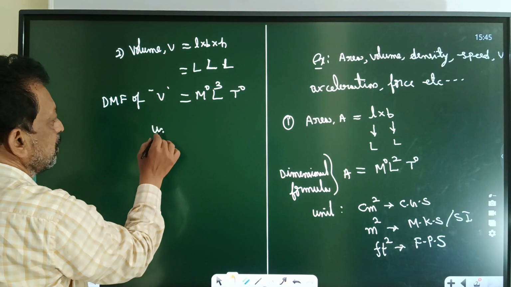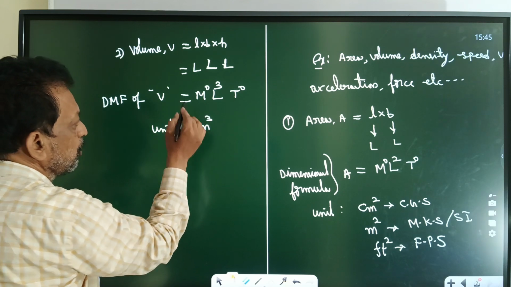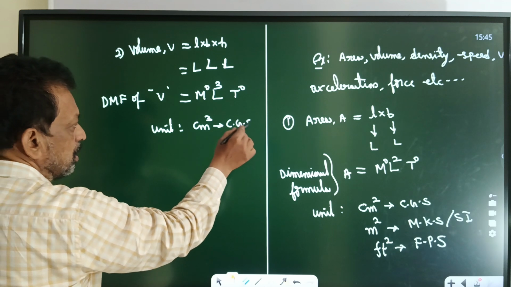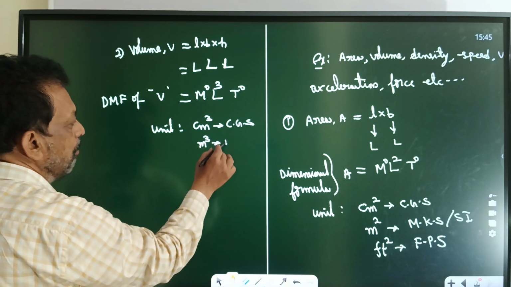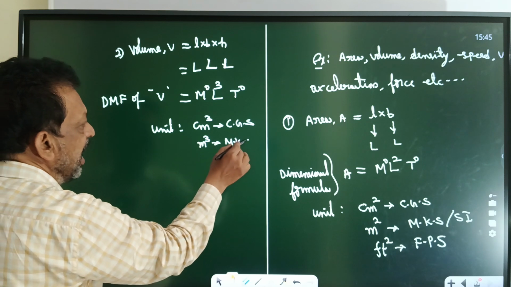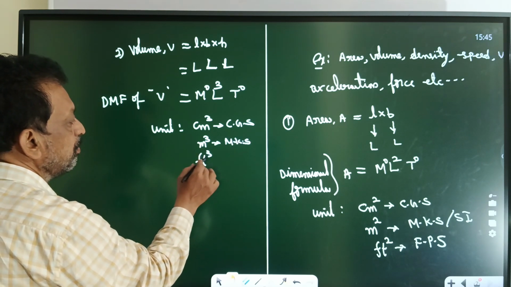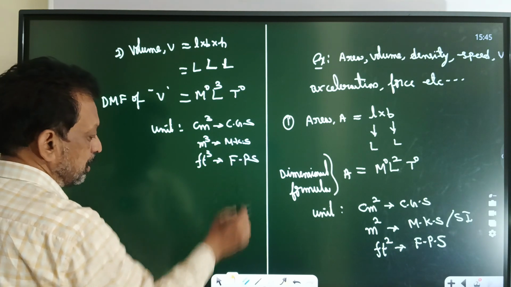So write the unit: centimeter cube or cubic centimeter in CGS, meter cube in MKS, and foot cube in FPS system.